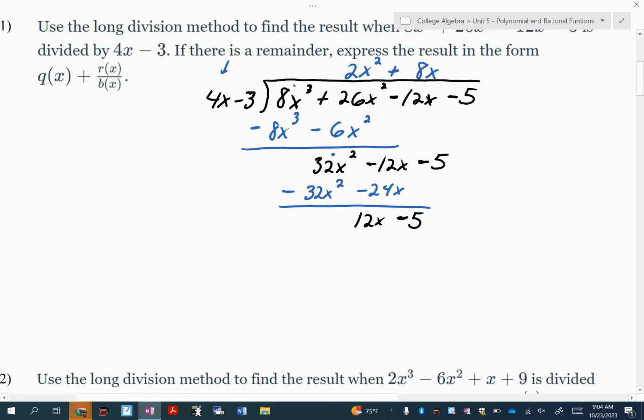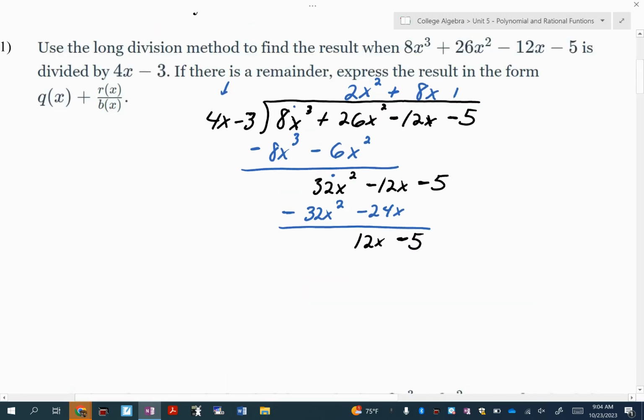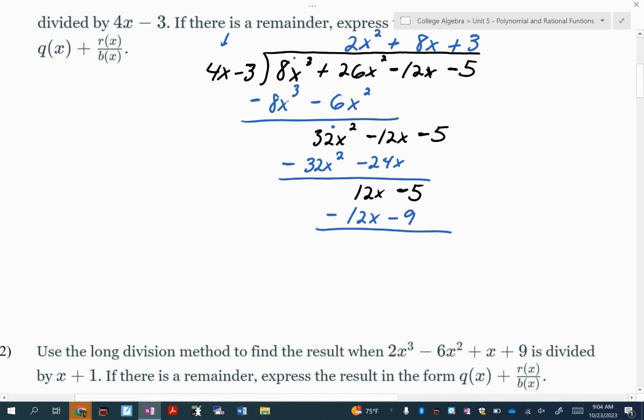Last time, hopefully, we have to do this. So 4 times 3 is going to give me 12. And I don't need to put an x because the x is already there, so I don't need to put anything else. So 3 times 4x is 12x. 3 times negative 3 is minus 9. All right? So when I finish the subtraction, a negative 5 minus a negative 9 is really adding 9, so that's going to be 4.